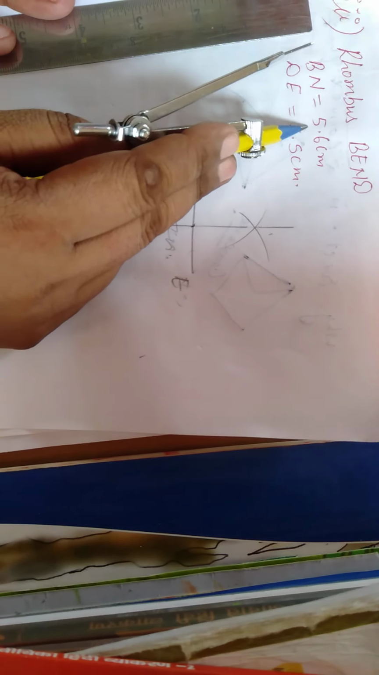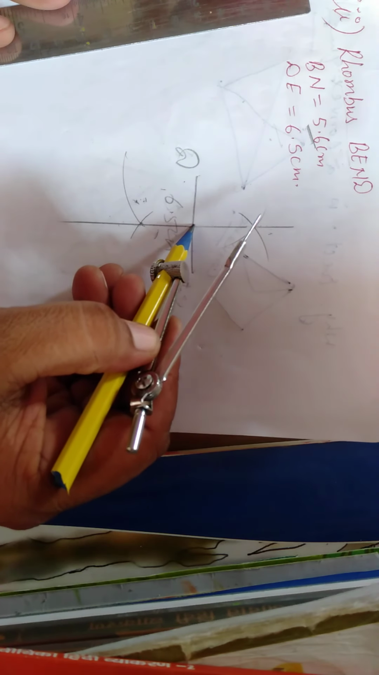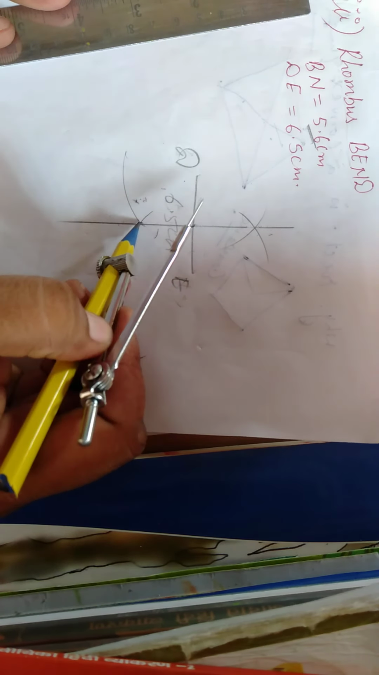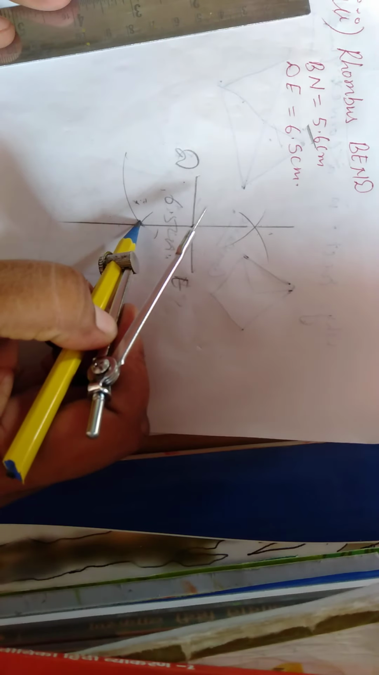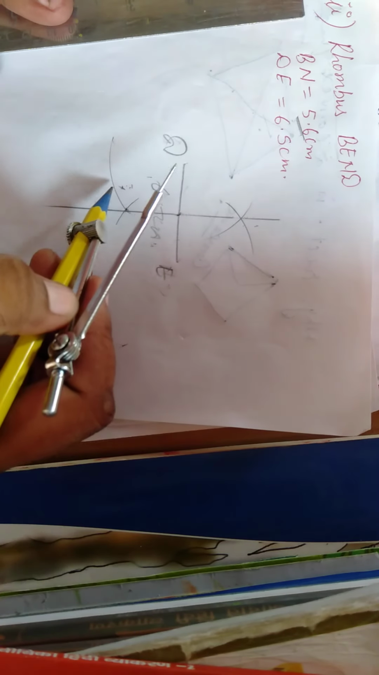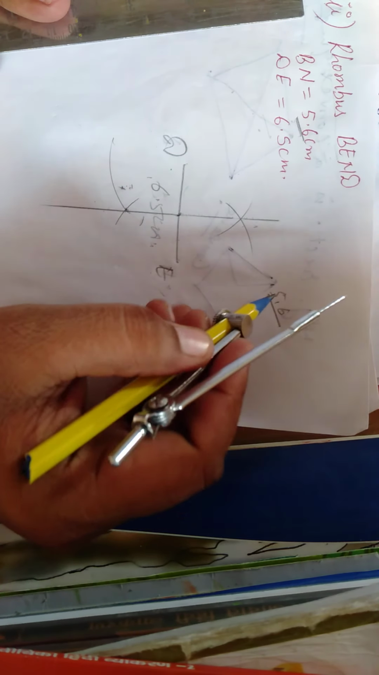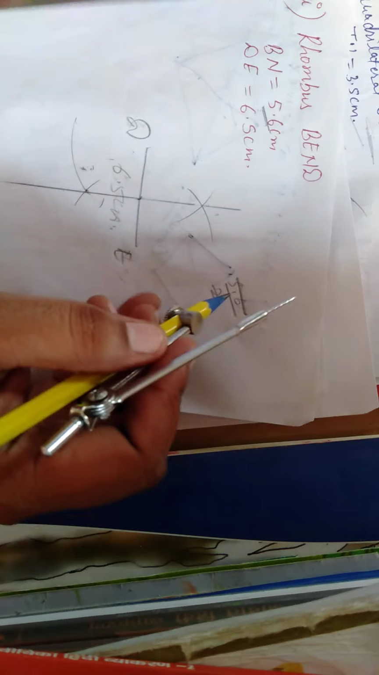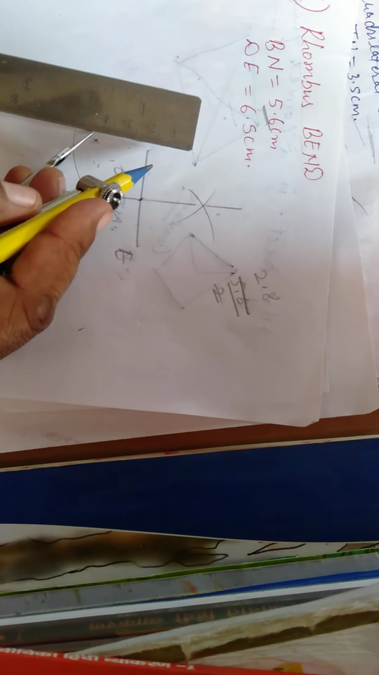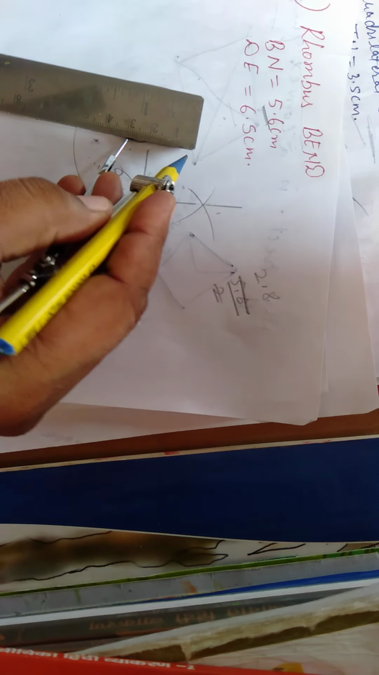Here we have been given the other diagonal, which is 5.6. Half of the diagonal will be upward of this line and half will be downward. You know that the diagonals of the rhombus bisect each other. So half of this is 5.6 by 2, which is 2.8 centimeter. Open your compass at 2.8, put it at the bisection point, and cut upward and the same downward.